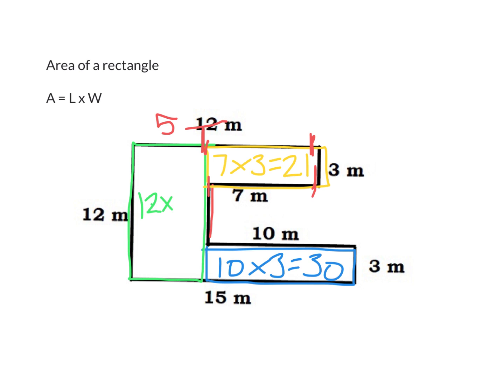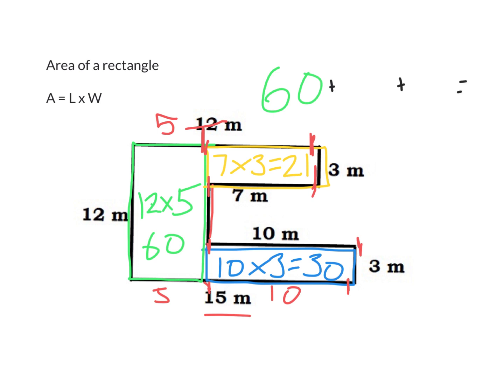I can also compare that to the bottom here. This portion is 10 out of 15, so it would have to be 5 again. So both directions, it points me to the same answer, so I'm confident in my work. I get 60, and now we add them up. 30 and 21, which gives us 111 meters squared.